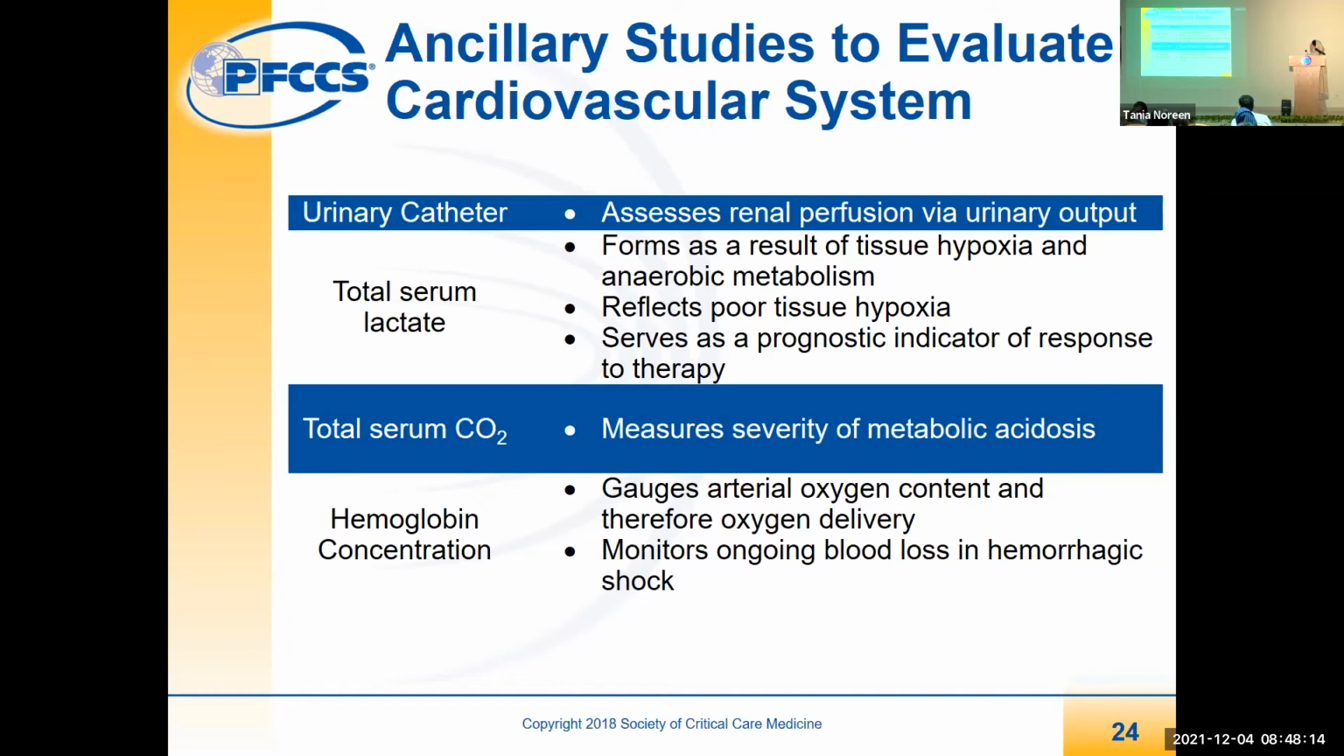Then total serum carbon dioxide measures the severity of the metabolic acidosis. Any patient with shock will present with the metabolic acidosis. Hemoglobin concentration shock में ऐसे choose नहीं होती, especially in the हेमरेजिक शॉक्स में ज्यादा इसकी सिग्निफिकेंस होती है, लेकिन it shows you about the arterial oxygen content and therefore the oxygen delivery. So अगर आपका पेशेंट वैसे क्लिनिकली ठीक है लेकिन वो एनीमिक है, तो उसकी वजह से भी arterial oxygen content तो कम होगा और ऑक्सीजन डिलीवरी भी कॉम्प्रोमाइज होगी. तो इस कंडीशन में होता है. Then you have to monitor the ongoing blood loss, especially in the hemorrhagic shocks.